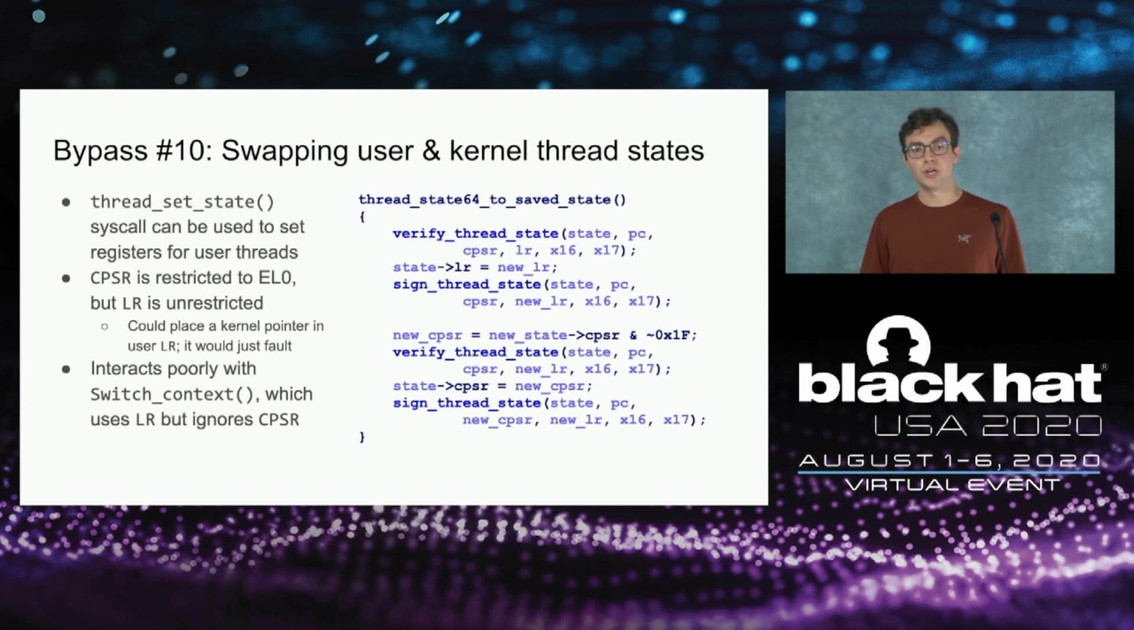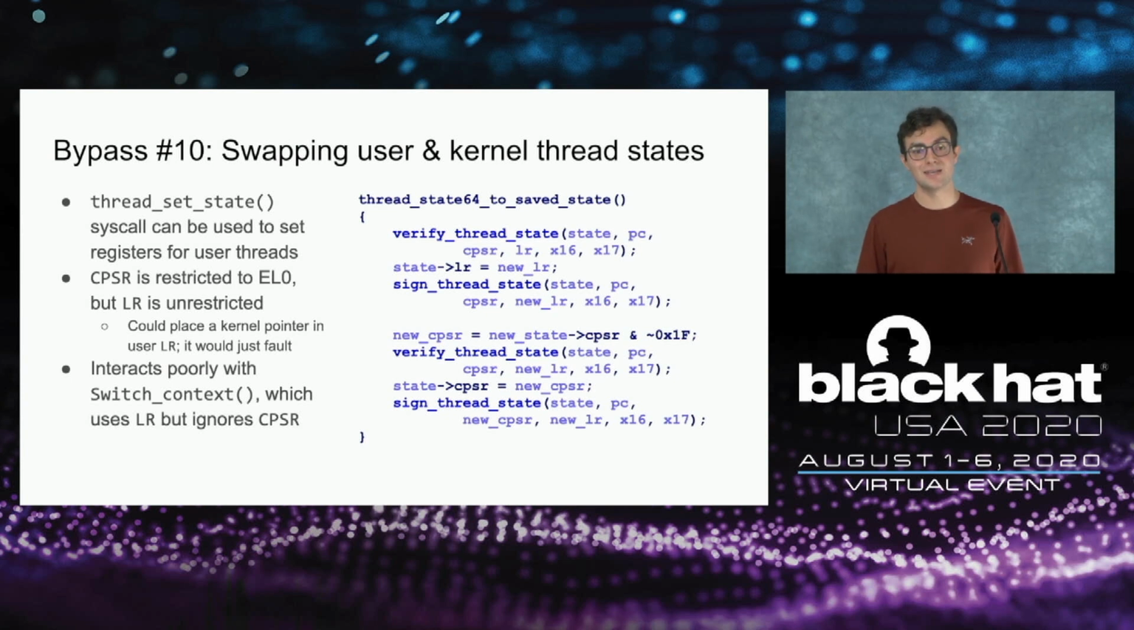Now for this operation of thread set state, we only really care about CPSR being restricted. We want to make sure that CPSR is set so that we return to user mode, but we really don't care about the return address register, because if you set a kernel pointer in your return address register, as long as you're executing in user mode, that'll just cause a seg fault when you try to return there. It's not going to violate kernel control flow integrity. So thread set state is fully secure against exception return.